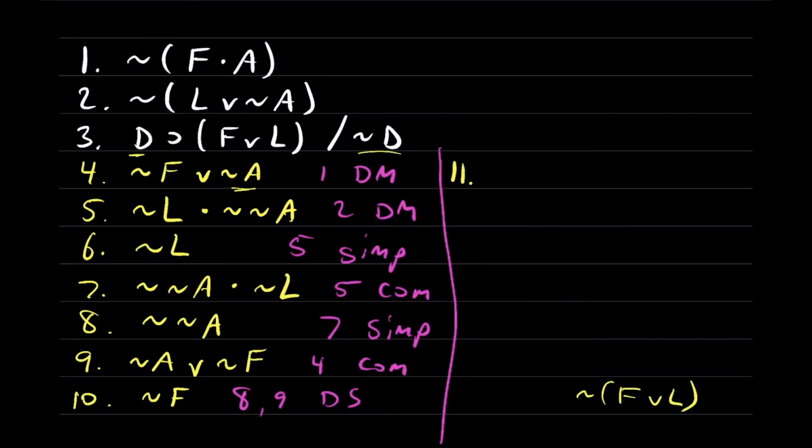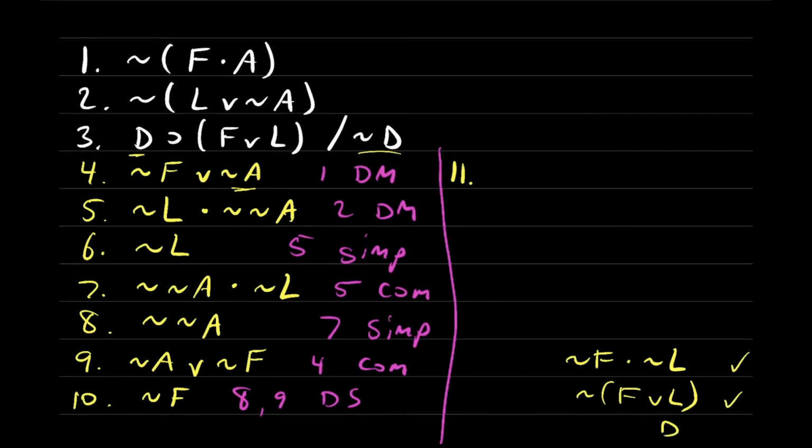But the statement I just wrote in the bottom right part of the screen is equivalent to not F and not L by De Morgan's rule. So if I could get not F and not L right here, then I could get the negation of F or L by De Morgan's rule, and then I could get D by modus tollens, and we'd be done. So how can we get not F and not L?